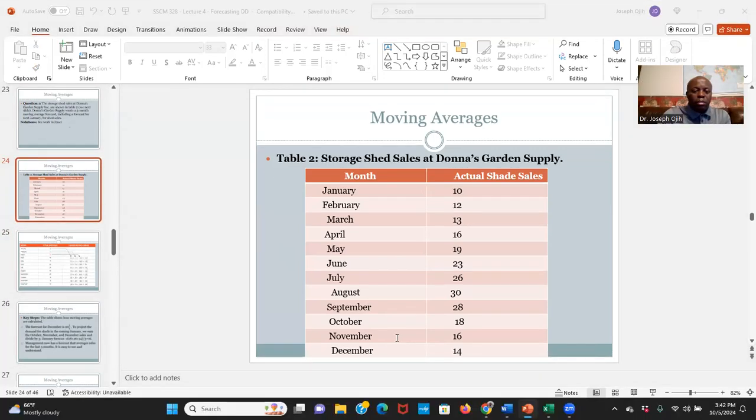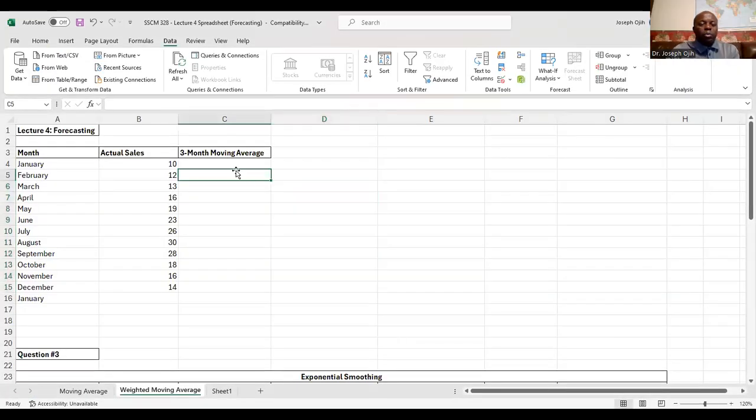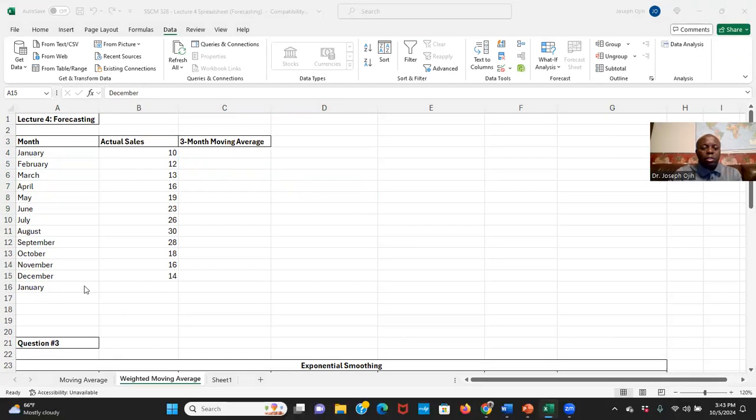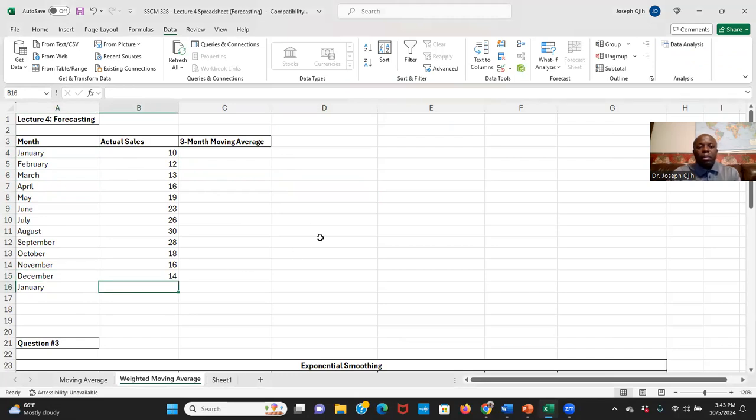So let me show you the Excel. I put numbers here, and what they want is a 3-month moving average. That means this is January, February, March, all the way to December. Plus, they want you to do the forecast for January, which is this January here. So now, let's do it.